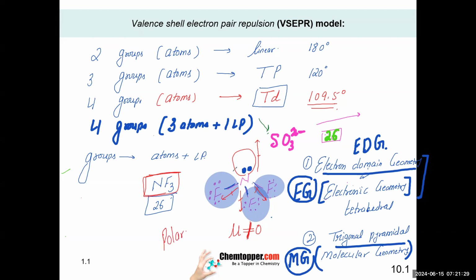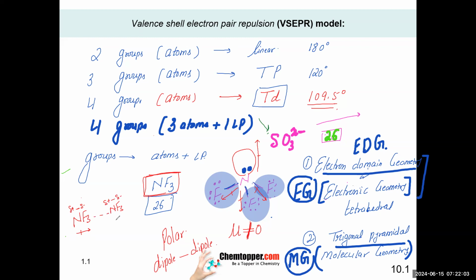And that polarity is due to dipole. So we call it dipole-dipole polarity. The dipole of one molecule is attracted to the dipole of another molecule. So there is dipole-dipole attraction. If this molecule of NF3 is there, there is a dipole like this. There is a delta plus, delta minus like this. The other NF3 molecule also has a dipole like this, delta plus, delta minus.